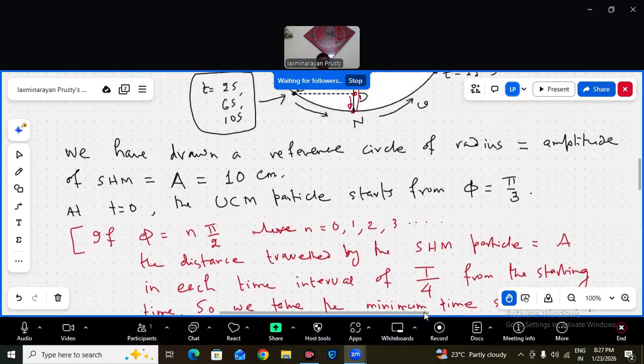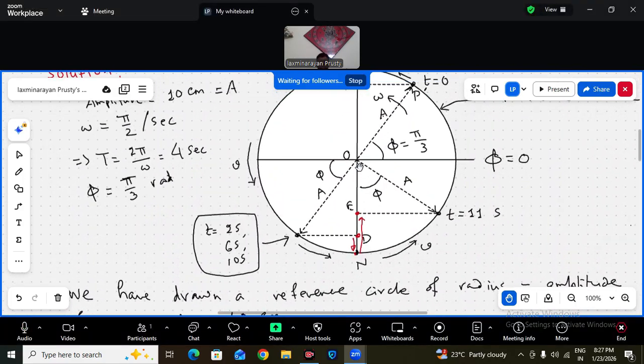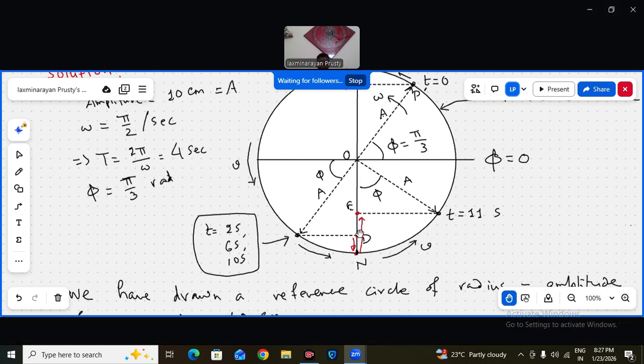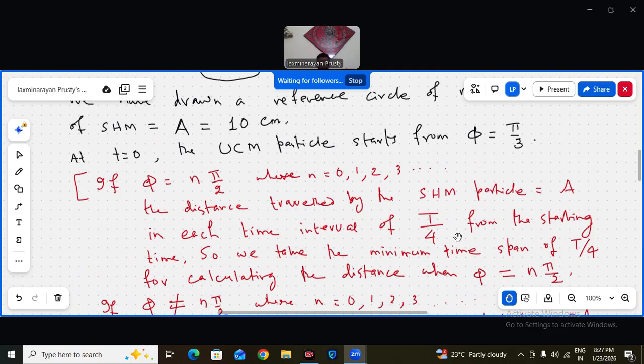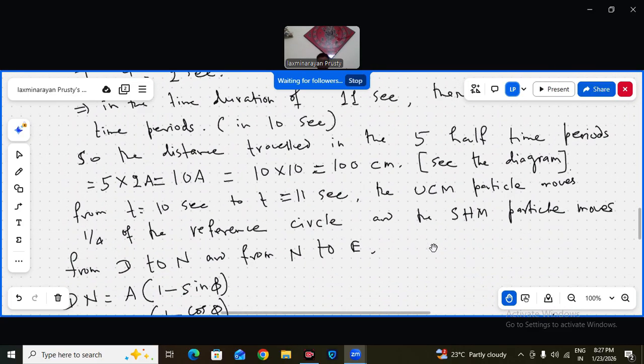Similarly, ne, look in the diagram, ne is on minus oe. on is a, oe is a cos phi, so this is also phi. So a minus a cos phi is ne. I have written it.